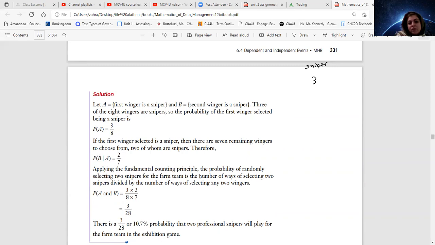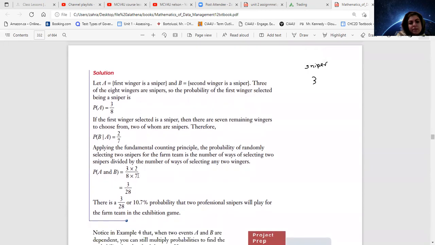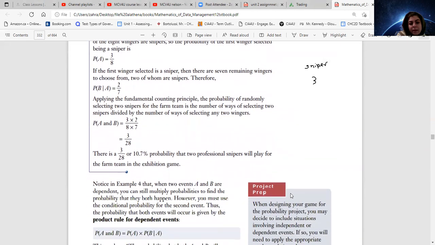Applying the fundamental counting principle for the probability of randomly choosing snipers for the farm team, we multiply these together. So 3/8 multiplied by 2/7 is 3/28. So 3/28, or about 10.7%, is the probability that 2 professional snipers will play for the farm team in the exhibition game.